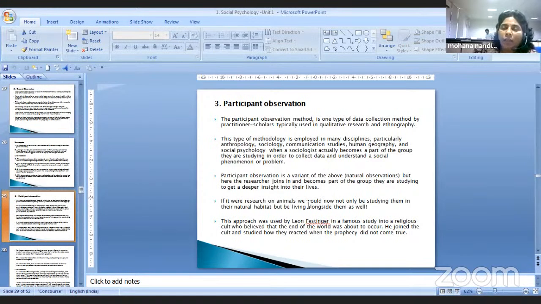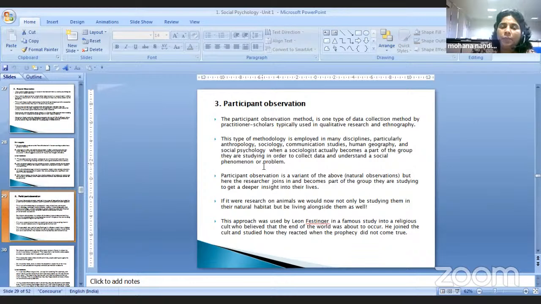Whenever we start asking questions, we will ask more and more questions. We will show a lot of interest towards the person. Not only that, we will address the person's depression level, and he needs to answer all the questions. So these things will come into consideration. Next, if it were research on animals, we would not only be studying them in the natural habitat, but living alongside them as well. Whenever we are doing the study in participant observation, definitely we'll give some medicine or create a certain situation, and based on that, we will treat the person.